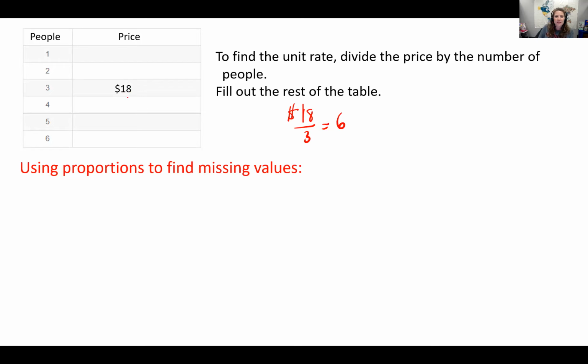So you guys pause the video, fill out this table. So 1 person would cost $6, 2 would be 12, 4 would be 24, 5 is 30, and 6 is $36.